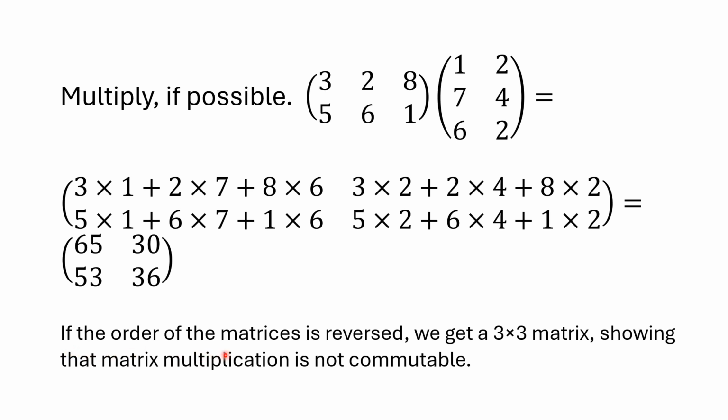If the order of the matrices is reversed, not only will we get a different matrix, but the 2's would match instead of the 3's, and the size of the product matrix would be a 3 by 3.